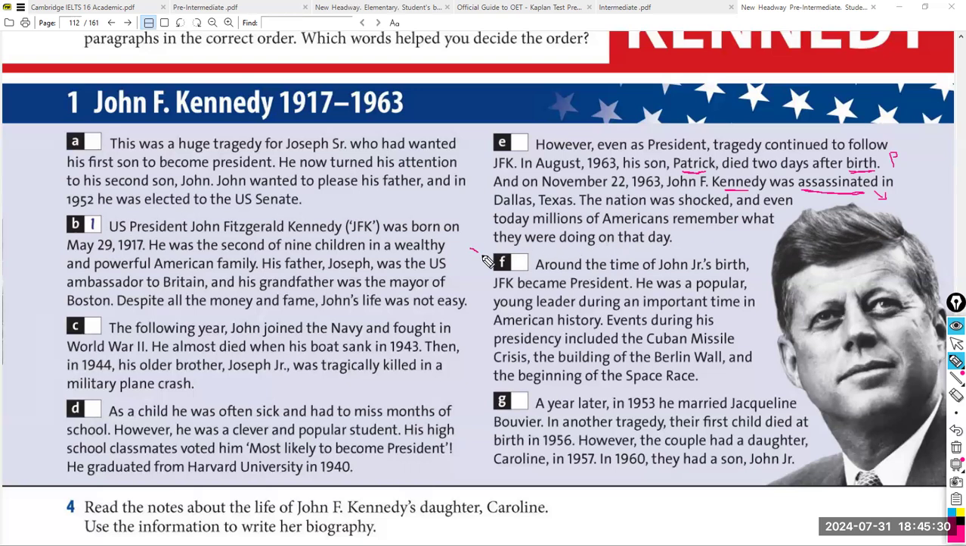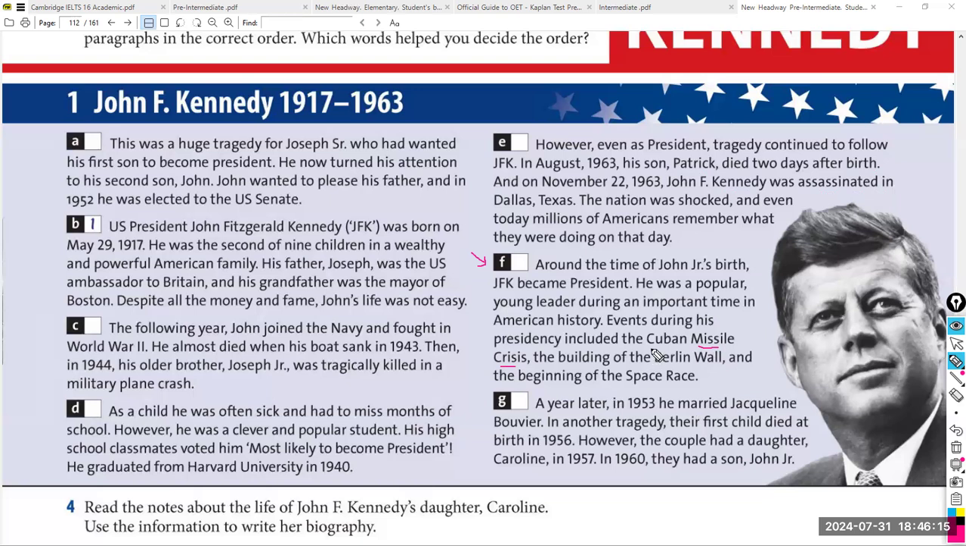Now, Maisa, can you hear me? Yes. Please, paragraph F. Around the time of John Jr.'s birth, JFK became a president. He was a popular young leader during an important time in American history. Events during his presidency included the Cuban Missile Crisis, the building of the Berlin Wall and the beginning of the space race.